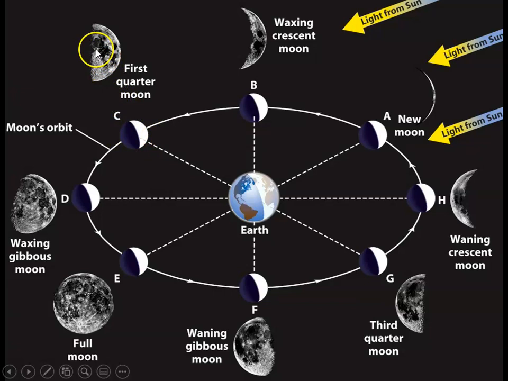hence a first quarter moon. The second time you see it, the moon is 3/4 of the way through its cycle, hence a third quarter moon. Of course, we could be really confusing and call a full moon a half quarter moon, or a second quarter moon, but that would be kind of just weird. But in any case, those are the four most basic phases.